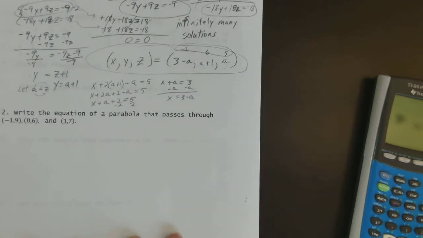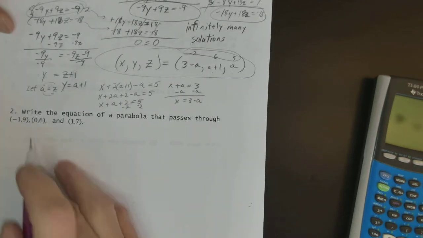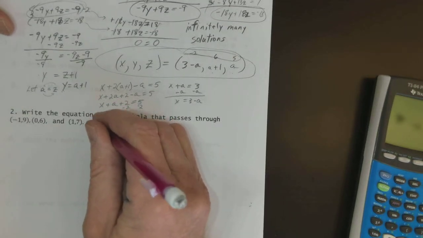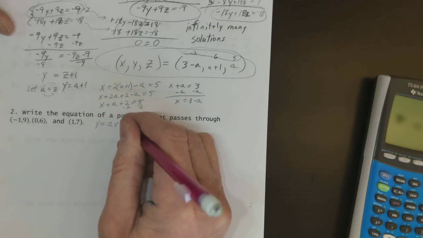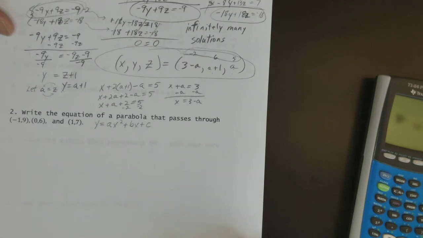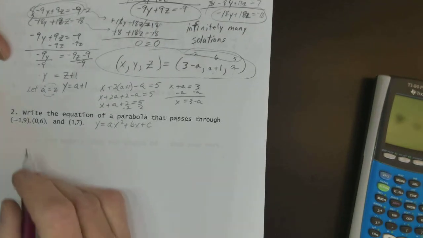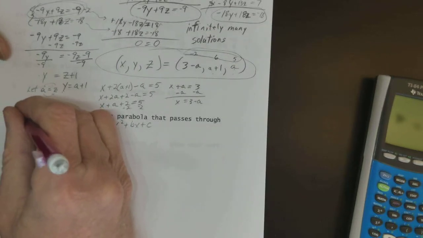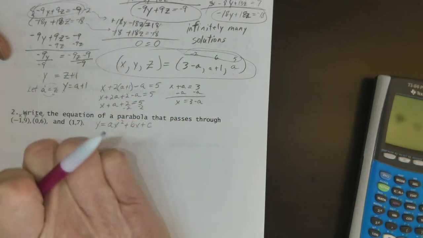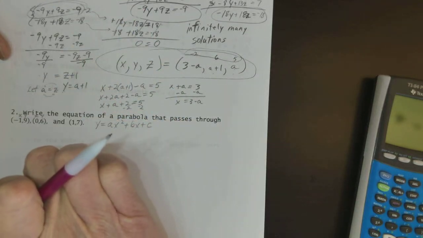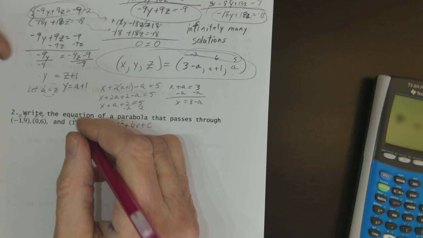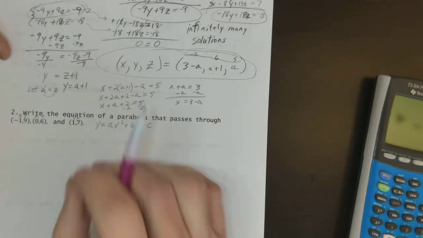Number 2. Write the equation of a parabola that passes through (negative 1, 9), (0, 6), and (1, 7). Well, one thing we've got to remember with this is y equals ax squared plus bx plus c is the general form for a parabola. And we have various solutions to that, x, y here, and x, y here. So we're going to put that in 3 times.